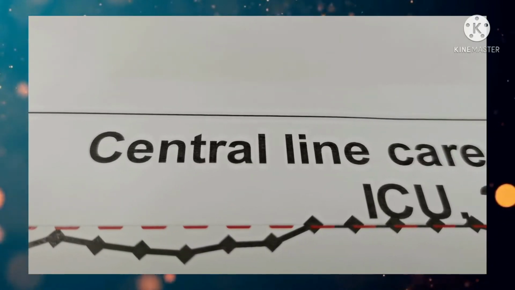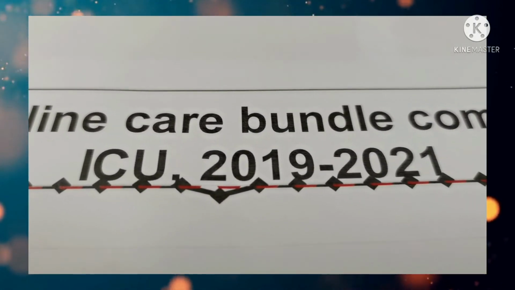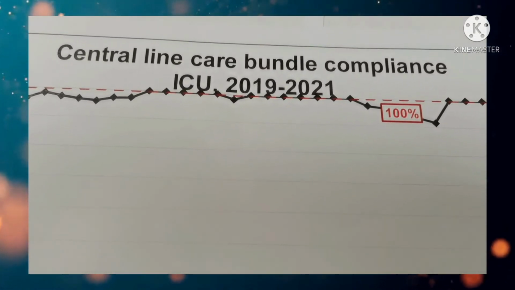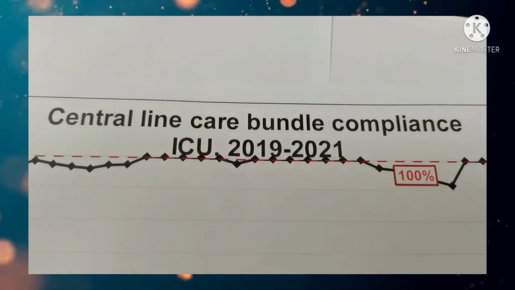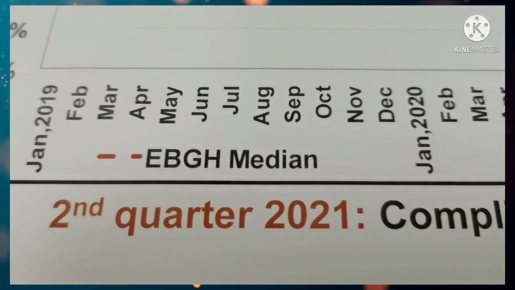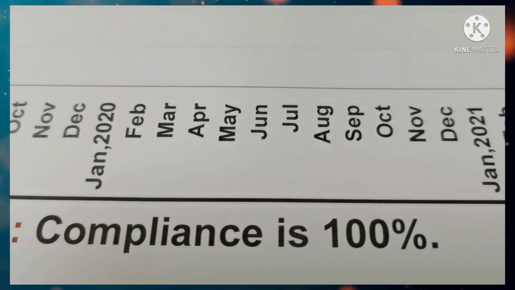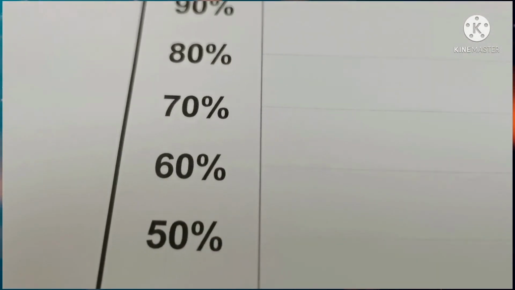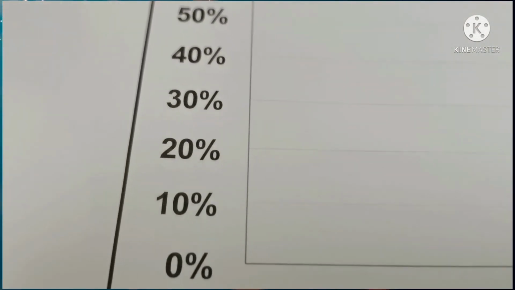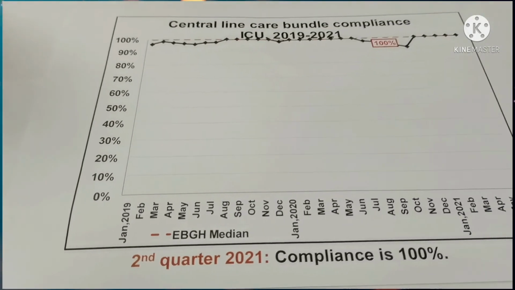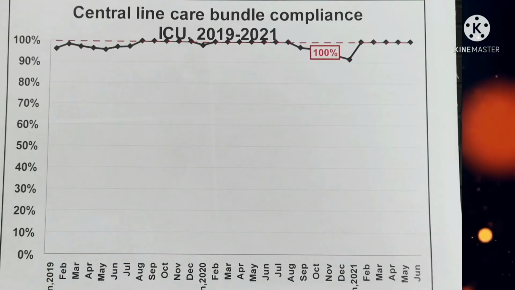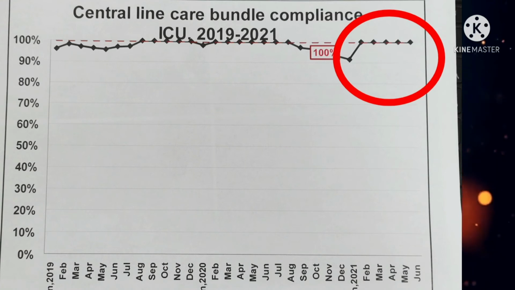Here our graph is talking about central line care bundle compliance in ICU during the time period 2019 until 2021. The data will be shown as monthly data on the x-axis or transverse axis, and the compliance will be shown in percent on the longitudinal axis. If we look at quarter 2 compliance, we will find that it's 100% as per the data presented here.